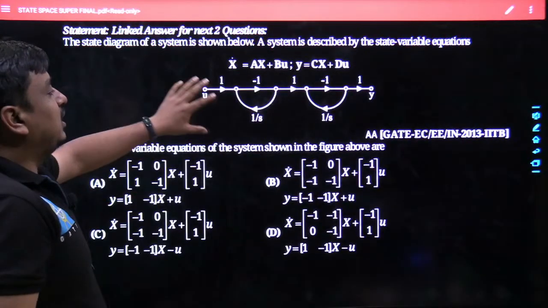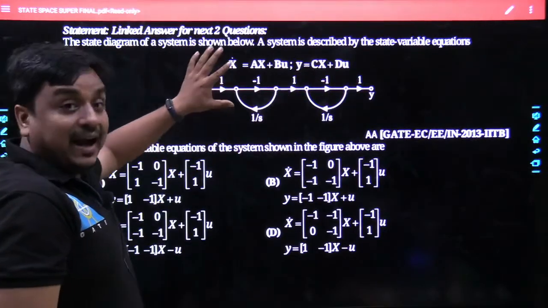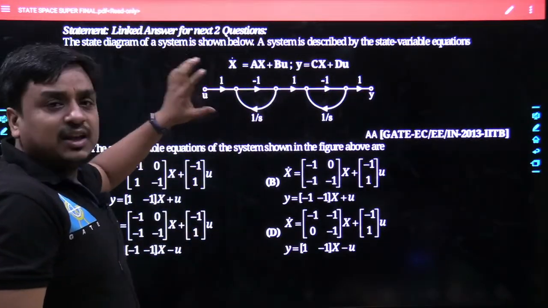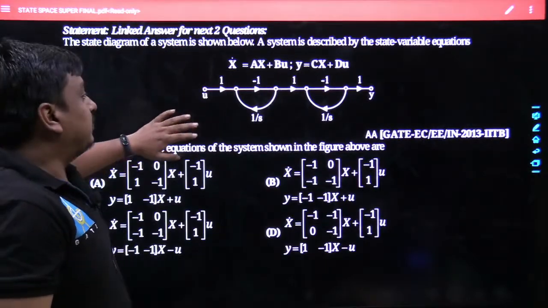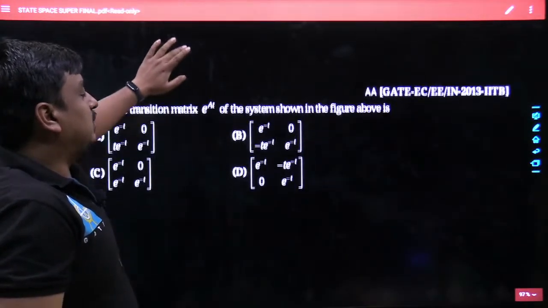You can see here the system has been represented by its signal flow graph, and I need to get the matrices A, B, C and D, or you can say the given signal flow graph has to be converted into the form of SSM. That would be my first problem. And keep in mind, the first problem was a linked problem.